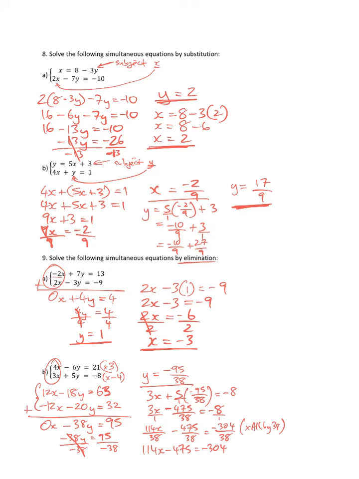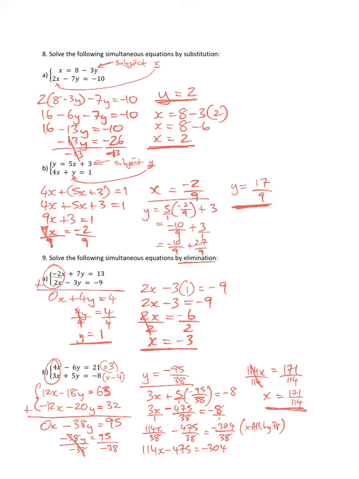Continue working out here. What's the opposite of taking 475? Adding 475 to both sides. Negative 304 add 475 is going to be 171. Opposite of timesing by 114, dividing by 114 on both sides. x is 171 divided by 114. And that's it. 171 divided by 114.